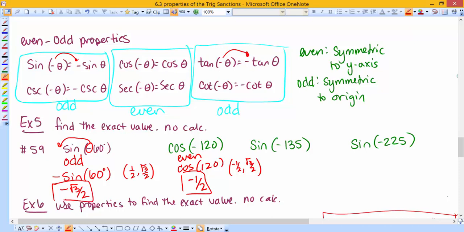All right, let's look at 135. Sine is odd, so the negative goes to the front. So it's negative sine of 135. Now go to 135 on your unit circle.